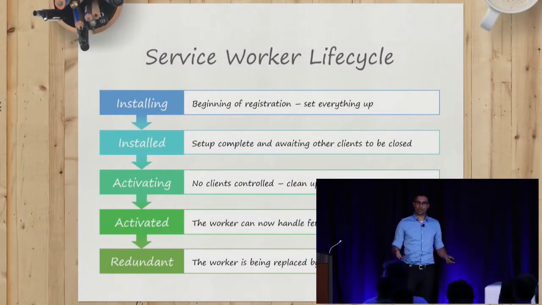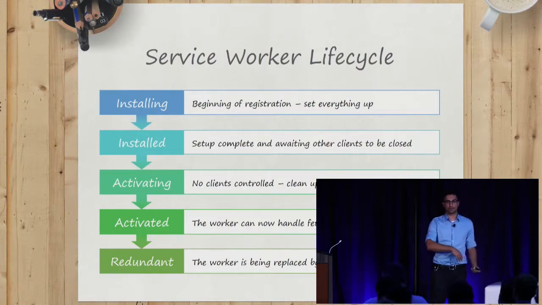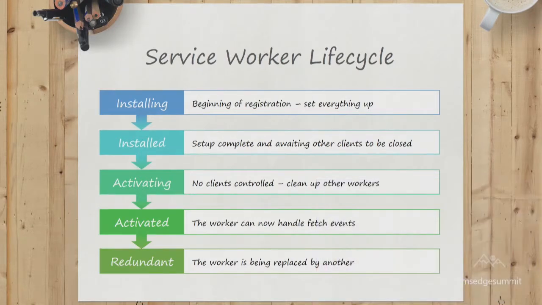So at that point, the service worker then becomes redundant if it's being replaced by another service worker, for example, and if you're doing an update. So if you're going from version 1 service worker to version 2 service worker, it will be in the redundant state.